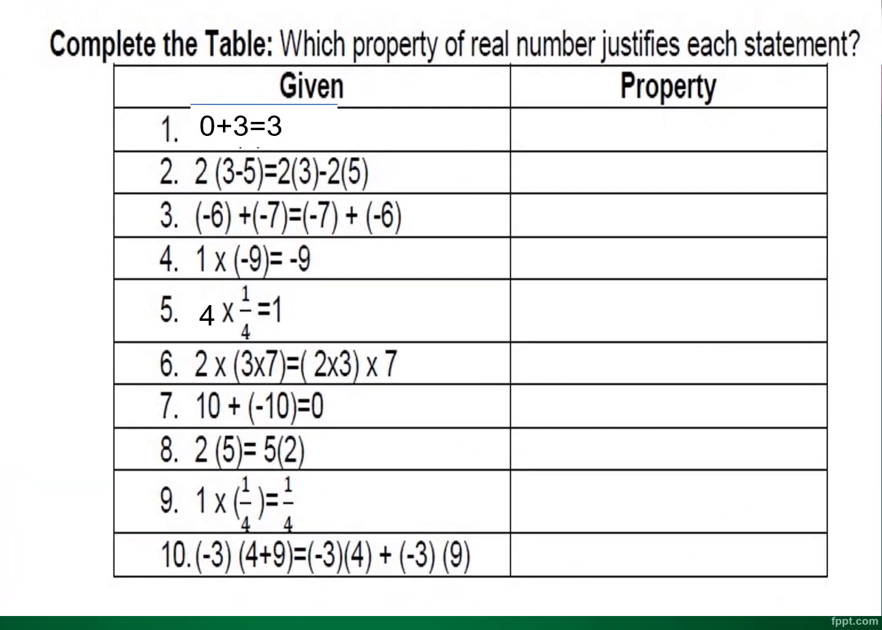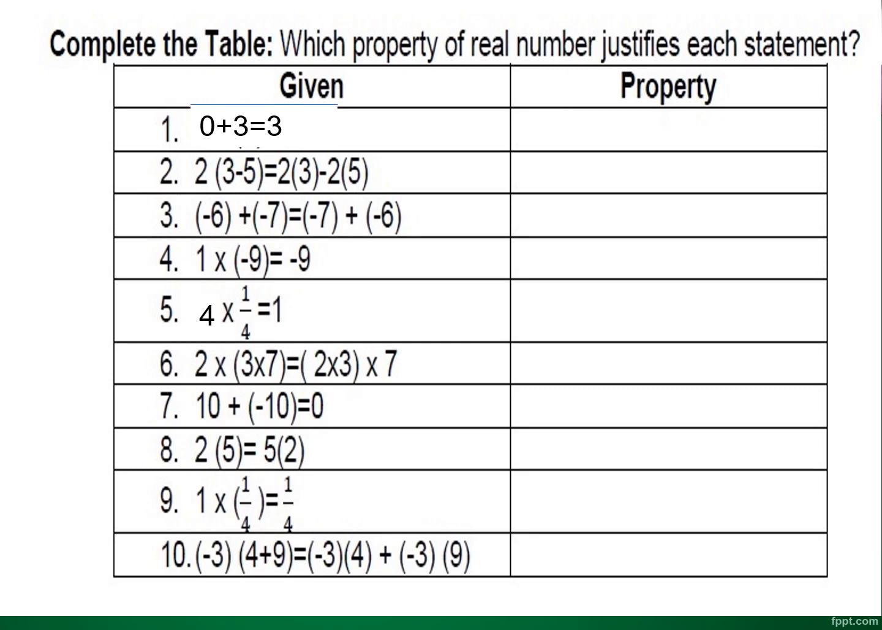Okay, so we have here an example. We'll just have to identify what property do we have from 1 to 10. Okay, number 1, what property do we have? 0 plus 3 equals to 3. Yes, we have identity property of addition, because of the 0 element. 0 plus 3 kasi. So, 0 is the identity element. Yes, very good. We have identity property of addition.